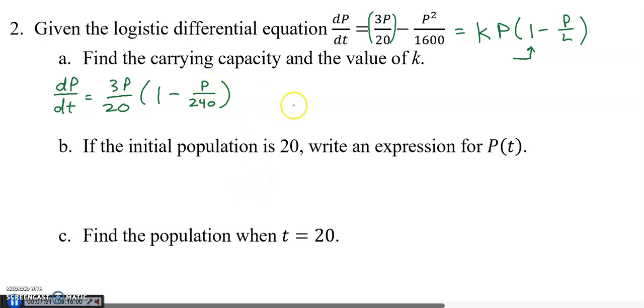So now we can see that the carrying capacity L is 240, and we can see that the value of k is that coefficient of p, which is 3 over 20. All right, great. Next step would be to write an expression for P of T. We have all the information we need except for the B value. So that's why we are given the initial population of 20.